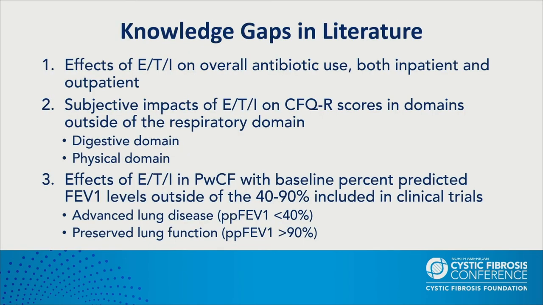So our questions were, what about some of the gaps in literature, things that were not included in these trials? For one, the effects of ETI on overall antibiotic use, both inpatient and outpatient. Secondly, the subjective impacts of ETI on CFQR scores in domains outside of the respiratory domain, specifically digestive and physical domain. And third, the effects of ETI on people living with cystic fibrosis with a baseline percent predicted FEV1 outside of the 40 to 90% that was included in the phase 3 clinical trials. Specifically, we were interested in advanced lung disease, which was a ppFEV1 of less than 40%.